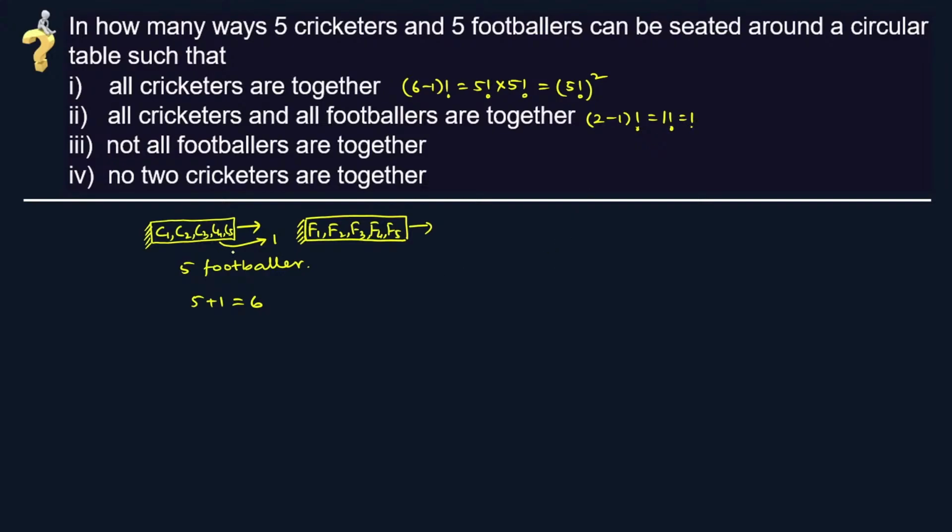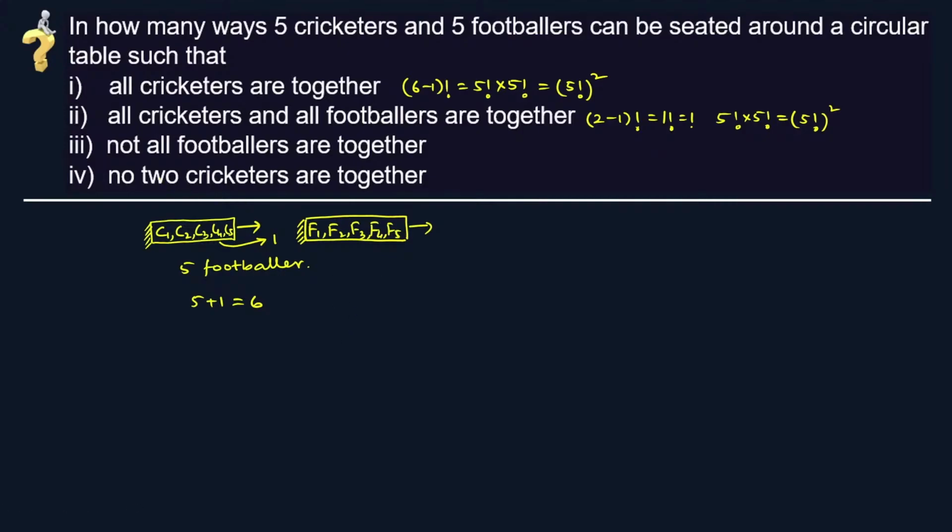Now, in every arrangement, these 5 cricketers can arrange among themselves in factorial 5 different ways. And 5 footballers can arrange among themselves in factorial 5 different ways, which gives us factorial 5 whole square. So all cricketers and all footballers will be together. The total number of ways will be factorial 5 whole square. Now, see the third question.